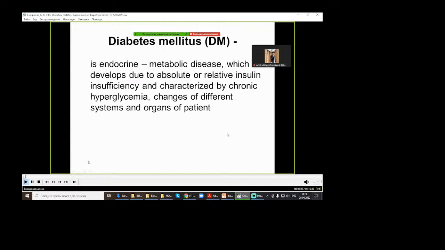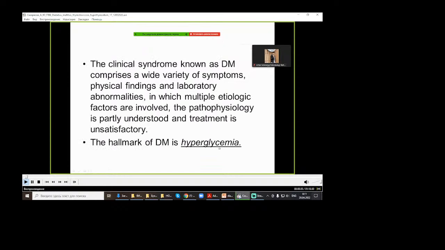So diabetes mellitus is an endocrine and metabolic disease which develops due to absolute or relative insulin insufficiency and is characterized by chronic hyperglycemia and changes of different systems and organs of the patient. This is the definition of diabetes mellitus. The clinical syndrome known as diabetes mellitus comprises a wide variety of symptoms, physical findings and laboratory abnormalities in which multiple etiologic factors are involved. The pathophysiology is partially understood and treatment is unsatisfactory. The hallmark of diabetes mellitus is hyperglycemia.